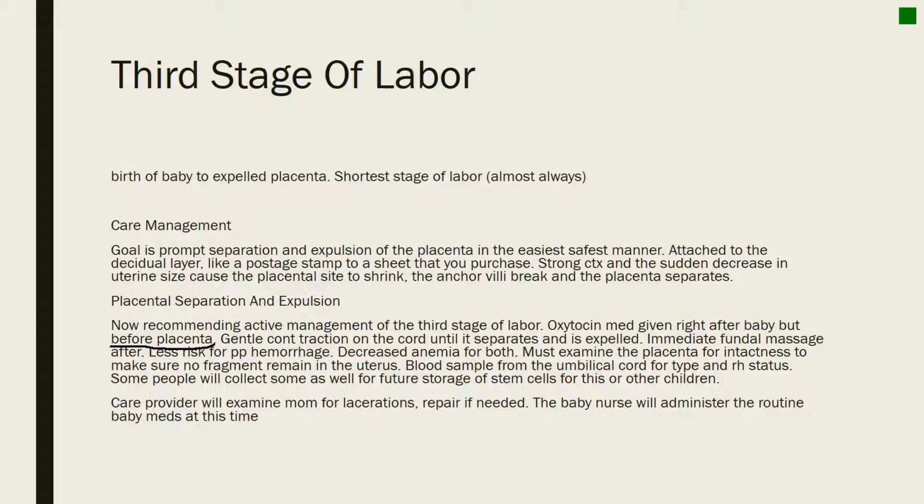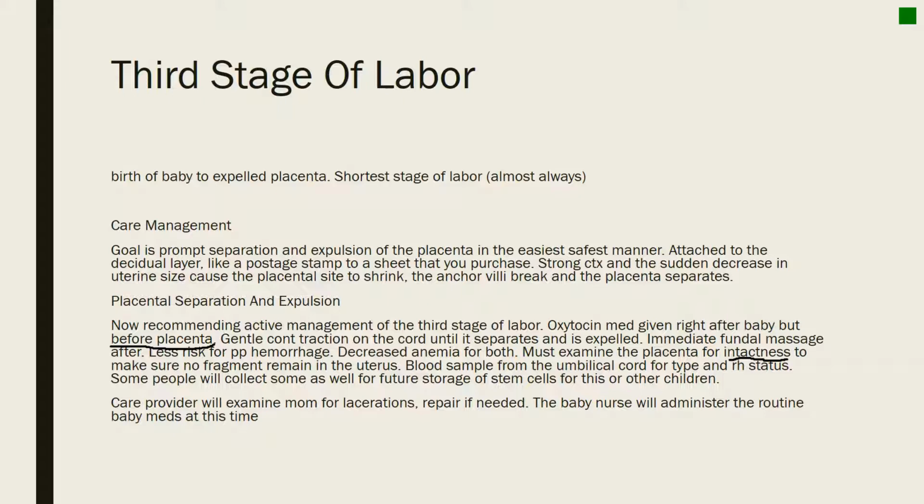There's less risk for postpartum hemorrhage with this and decreased anemia for both mom and baby. We have to examine that placenta, regardless of how it comes out, for intactness to make sure that we didn't leave any fragments behind in the uterus, because that uterus will not get back to normal size and you will have continuous bleeding if we have any remaining fragments.